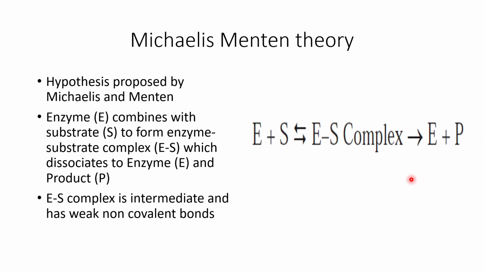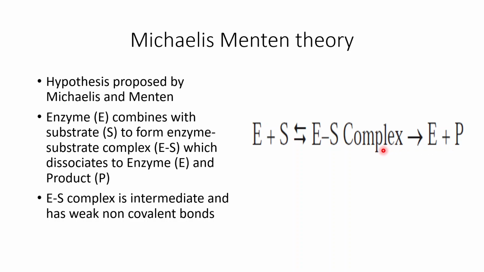Next, coming to the Michaelis-Menten theory. This was the hypothesis proposed by Michaelis and Menten, and it states that the enzyme combines with substrate to form an enzyme substrate complex, which dissociates into enzyme and product. Very simple theory. The enzyme combines with substrate to form the enzyme substrate complex, which is the transition state, and it dissociates into enzyme and product.